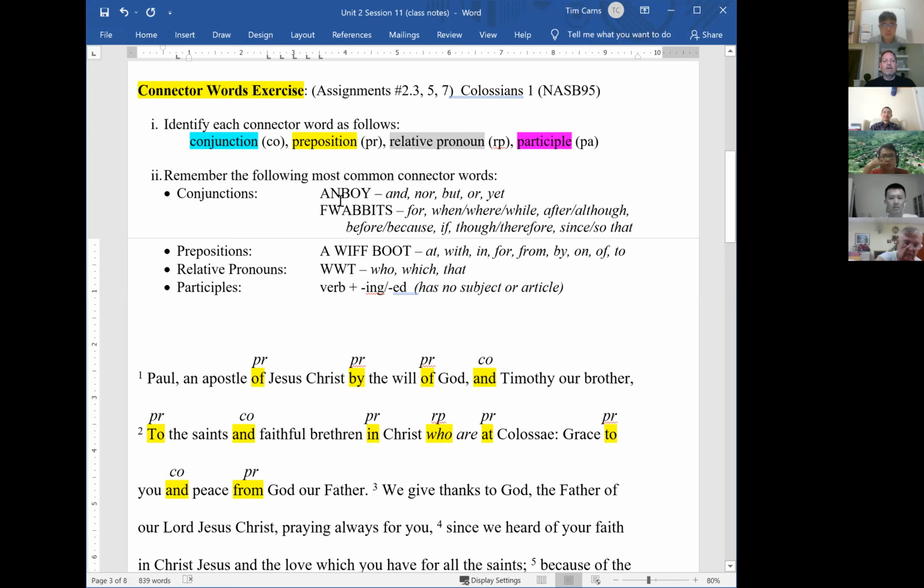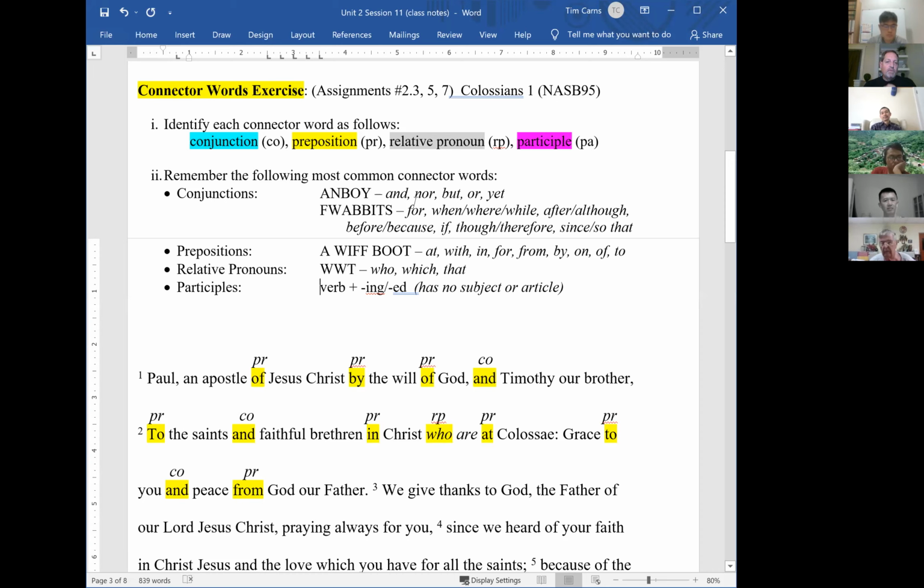All right, and we've been talking about these acronyms all through Unit 2. My encouragement to you has been to memorize these. And what you are going to find is very often, if you can remember these connector words, you're going to capture 80 or 90% of them in the passage, because these are very common.